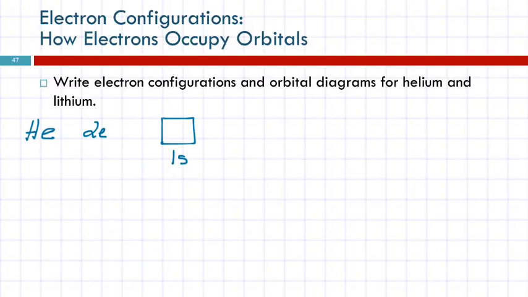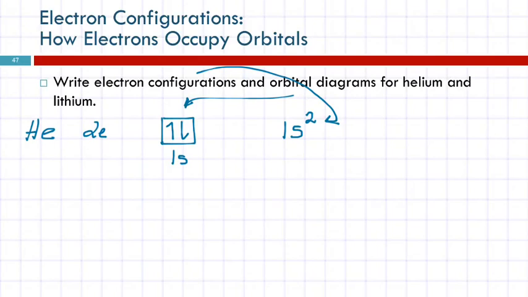So the lowest level is n equals 1. In n equals 1, there's 1 subshell. It's the s subshell. Each orbital can hold 2 electrons, but they have to be spin up and spin down. So here, with 2 electrons, we can put 1 up and 1 down, and they can be together in that orbital. So that's the orbital diagram. And the electron configuration would be 1s2, because there are 2 electrons in this box labeled 1s. So that's the electron configuration.